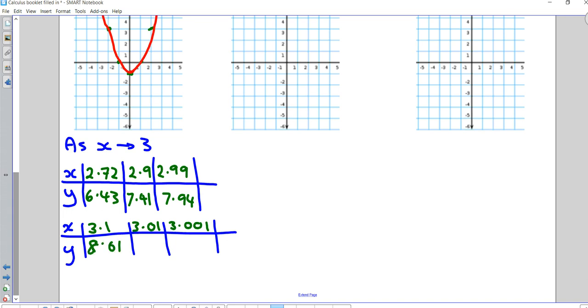Because we know the limit's meant to be at 8. We're just doing the same table though, if you've got room. Yes. I was just running out of space, so I can make some below. Yeah, you can continue it on instead. No problem with that.